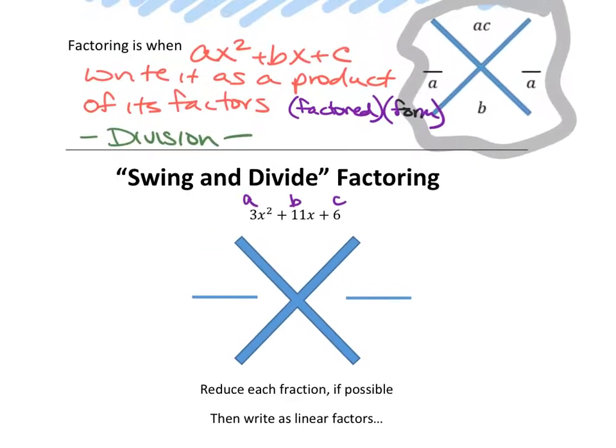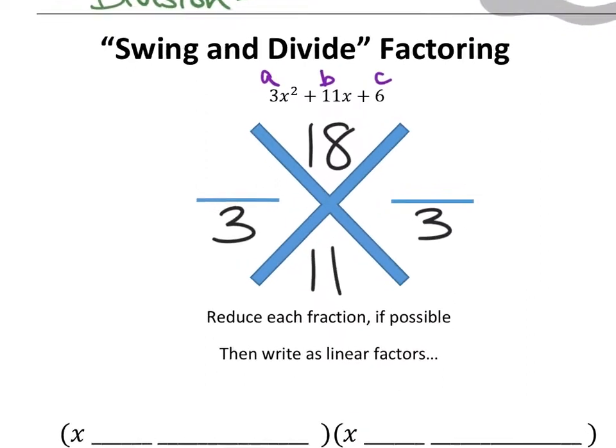Now again, A times C goes in the top of your x puzzle. So in this case, A times C is 18. B goes in the bottom, that's 11. And then underneath the division bars is A. So in this case, it'll be 3. Now we want to solve the swing and divide factoring just by solving this x puzzle.